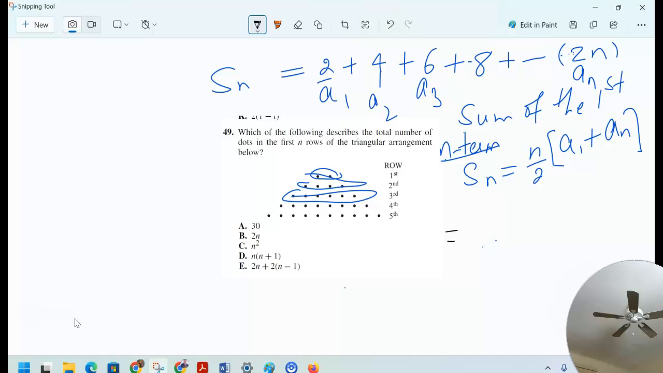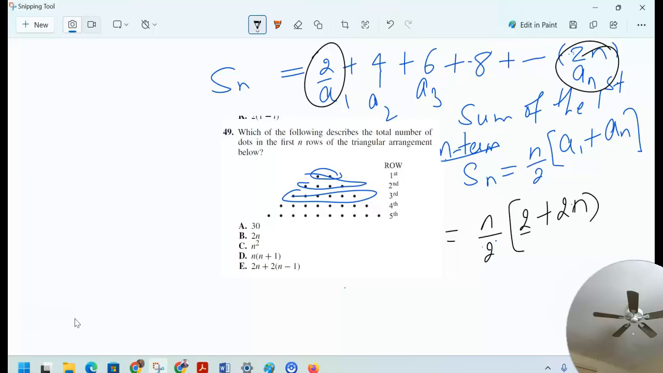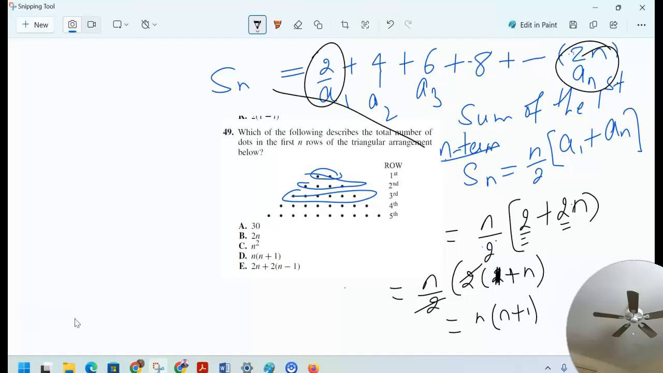And this becomes n over 2, A1 is 2 and An is 2n. And you can see the 2 we can pull out, use undo distributive property. You can write it as 2 into 1 plus... So this crosses out and you get n into n plus 1. So I hope this made sense to you, to show a different approach to do this.